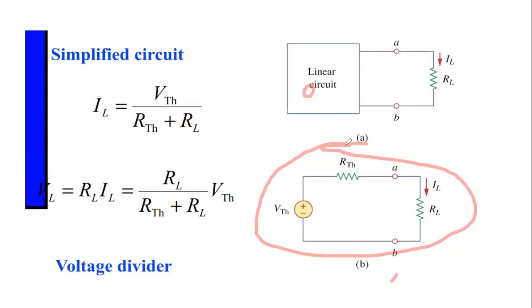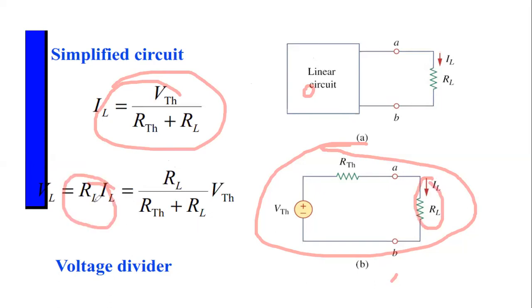Where we have voltage VTH and resistance RTH. So if you need to find the current, it is very easy: voltage by total resistance. And if you want to find the voltage across this resistance, then voltage is RL into IL, that resistance into the current. So with this theorem, it is very easy to find current and voltage in any part of the circuit.